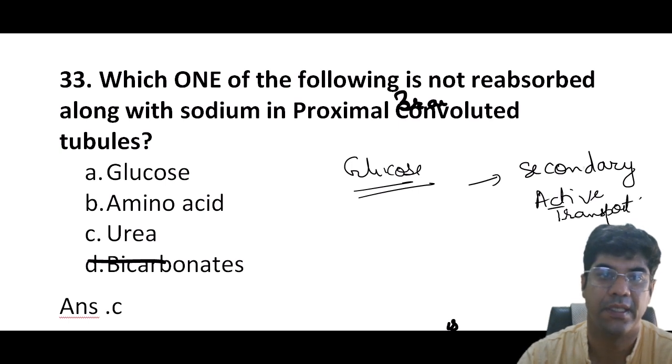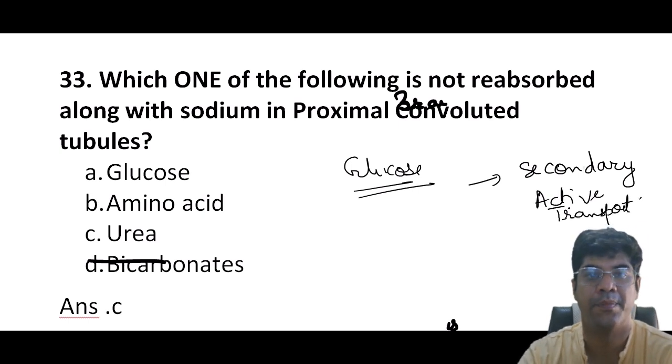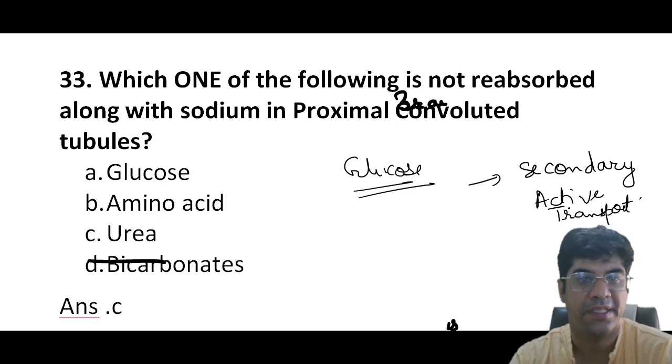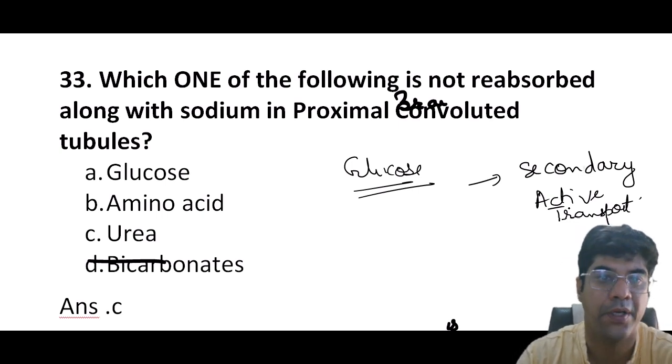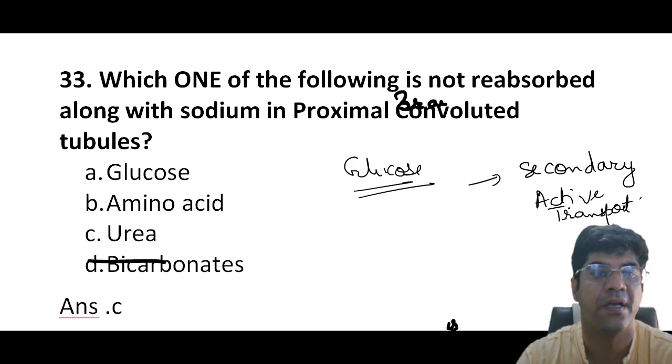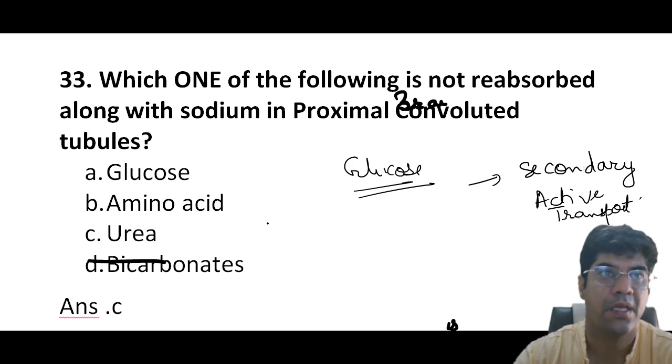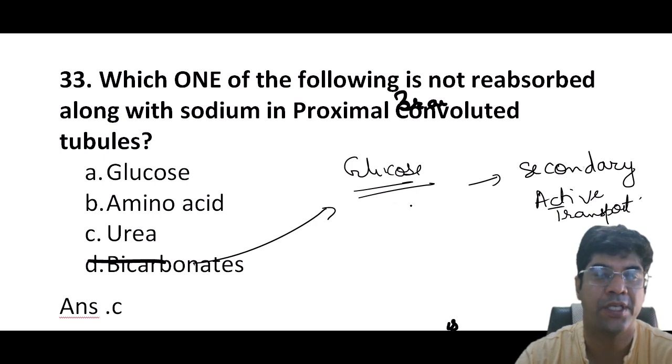Amino acids are reabsorbed by the sodium amino acid co-transport. Similar to glucose, sodium and amino acids are reabsorbed together using the secondary active transport mechanism. The bicarbonates are reabsorbed indirectly through the action of carbonic anhydrase.